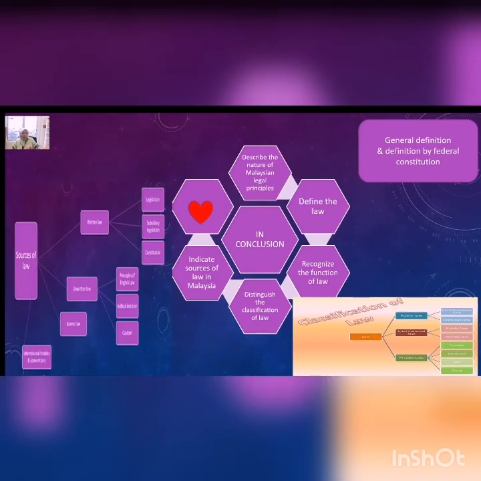Alright, last one. In conclusion, we have discussed the definition of law, the set of rules made over a long period of time and enforceable through sanction under the federal constitution. It is under custom, written law, and also English case law. We have discussed the classification of law: public, private, and international. And also the sources of law in Malaysia.